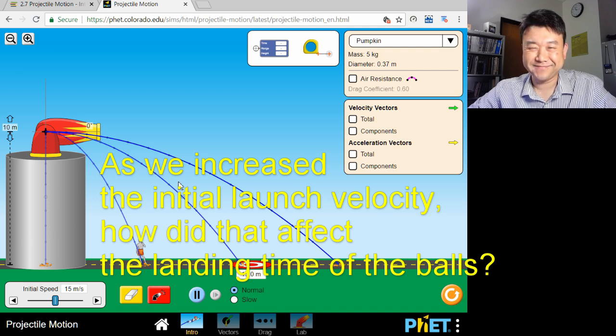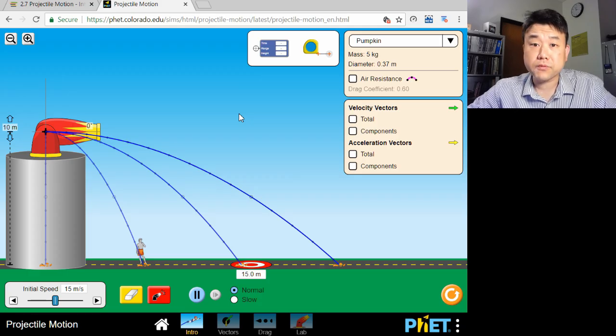All right. Depending on your thinking process, you might have thought the time would have taken shorter because of faster speed, or maybe you thought the time would have taken longer, maybe thinking like a glider. What surprises many students at first is that all these 4 projectiles landed at the same time.